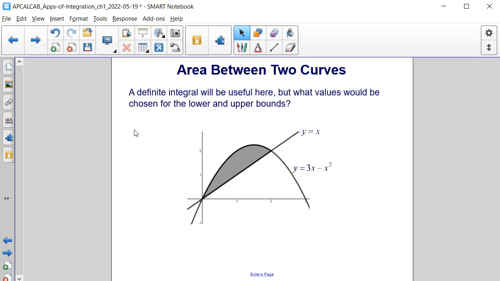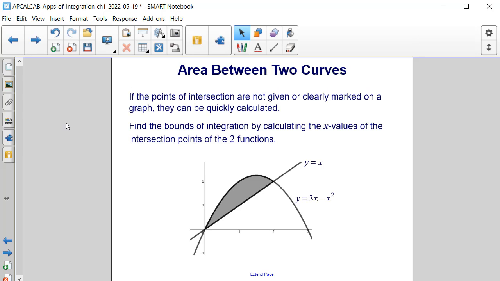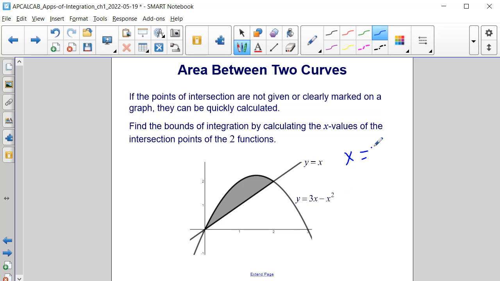A definite integral will be useful here when calculating these areas, but what values would be chosen for the lower and upper bounds? If the points of intersection are not given to us or clearly marked on a graph, then they can quickly be calculated. So you can find the bounds of integration by calculating the x values of the intersection points of the two functions. So if we were to actually take y equals x and 3x minus x squared and set them equal to one another and solve for x, we can determine those bounds.